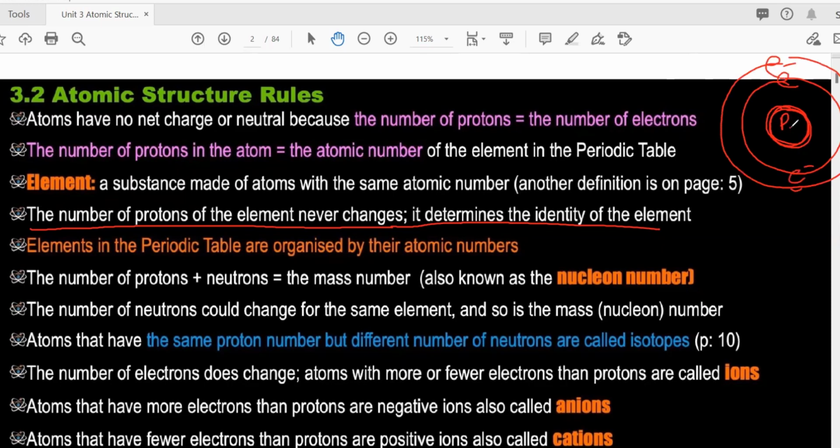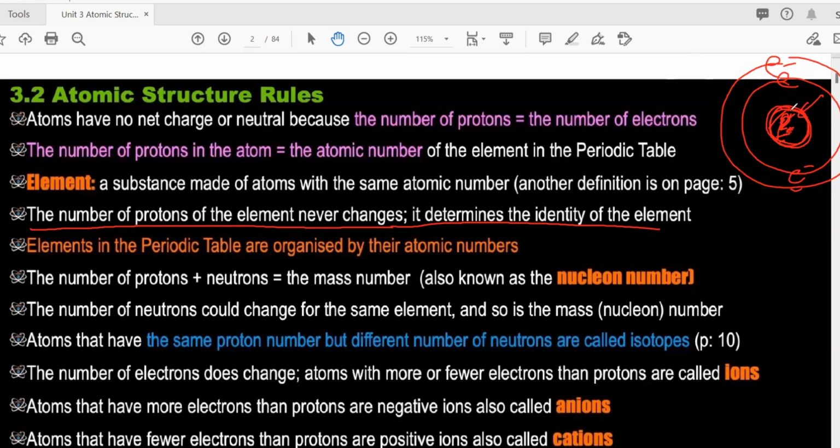So they said that the number of protons never changes unless you break the nucleus. And breaking the nucleus happens only in nuclear reactions, in radioactivity. But normally, when you're talking about a chemical reaction, the number of protons remains the same.